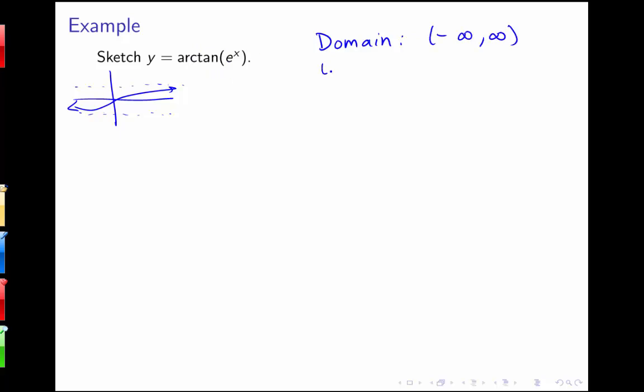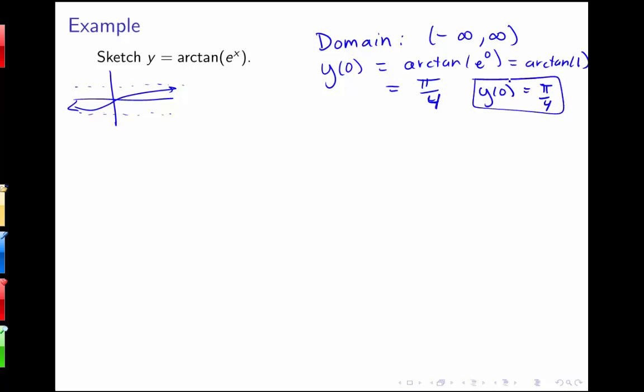In terms of intercepts, if I look for y of 0, I have arctan of e to the 0, which equals arctan of 1. And we know the angle that has a tangent of 1 that's in the restricted domain is pi fourths. Okay, so we have this y-intercept of y of 0 equals pi fourths as one of our points. Are there any x-intercepts for this graph?